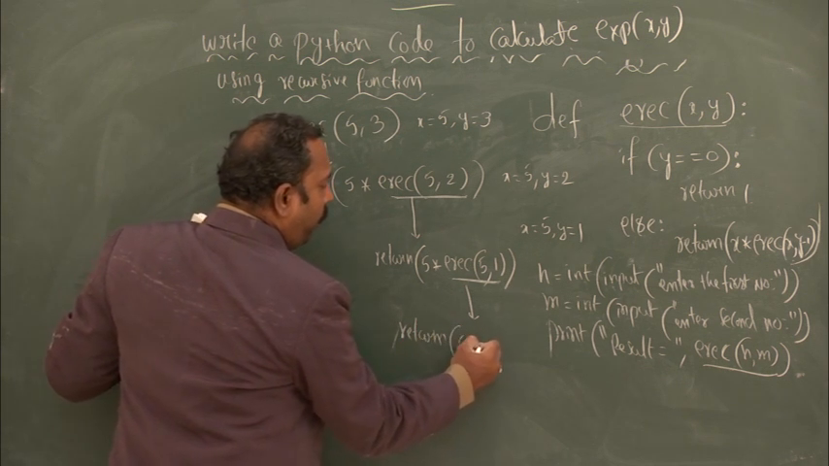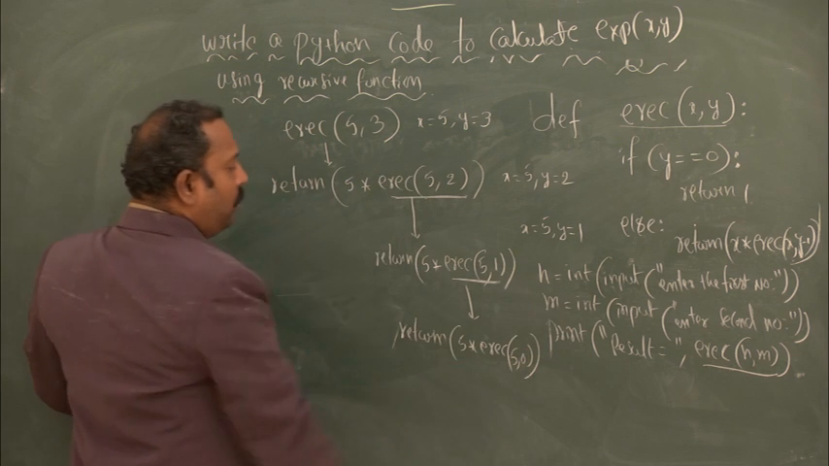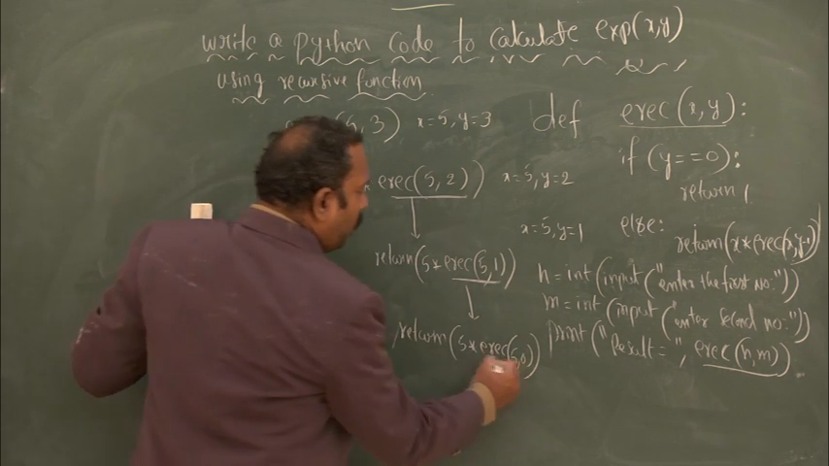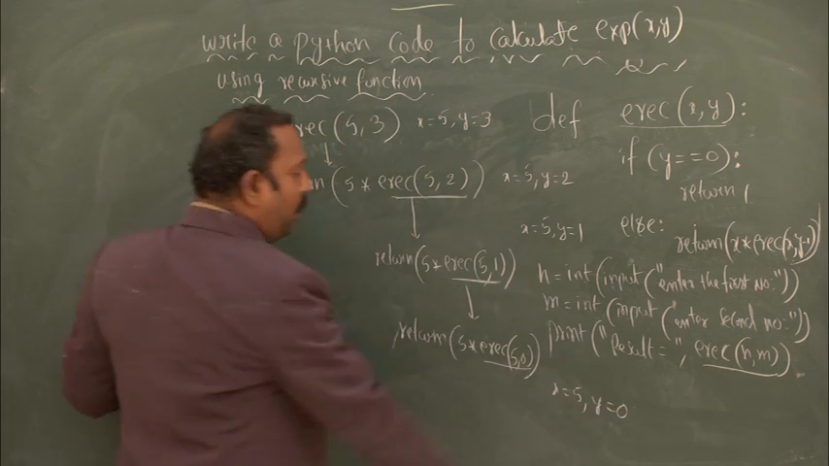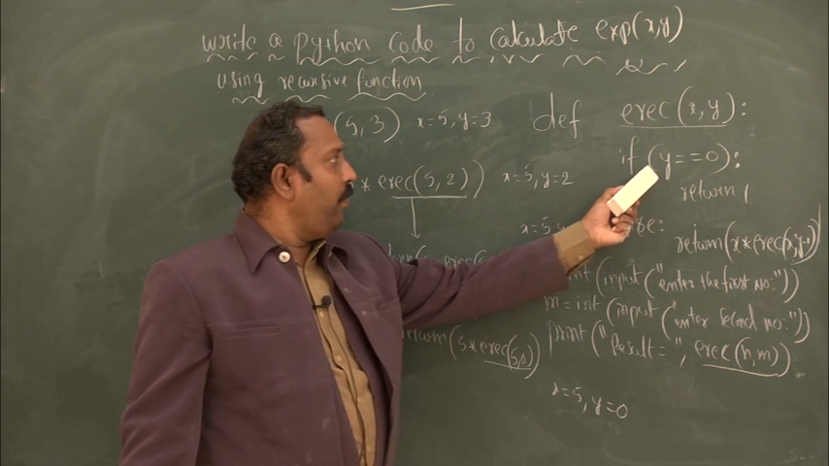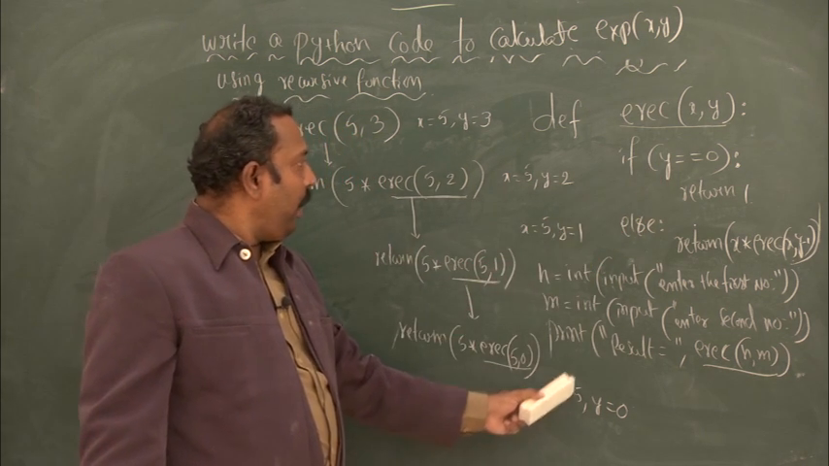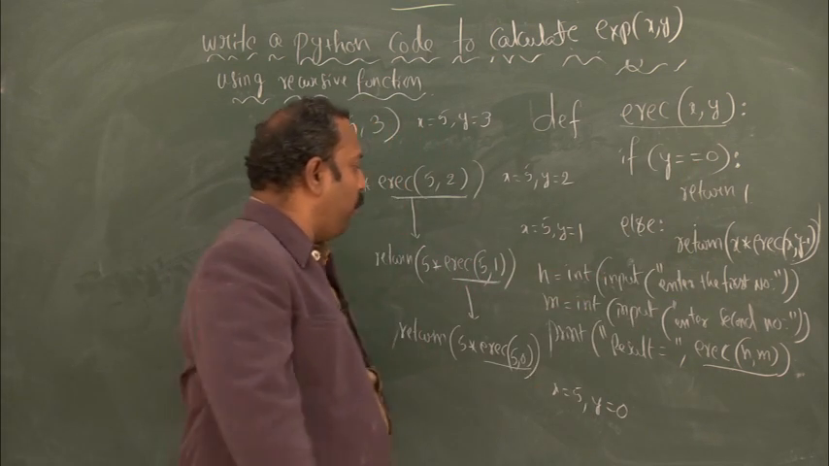What is the else case here? 5 into the recursive call of x comma 0, 5 comma 0. So again there is a function call here, x equal to 5 and y equal to 0. When coming to the body of the function, x gets value 5, y gets value 0. 0 is equal to 0, condition true, so return 1.